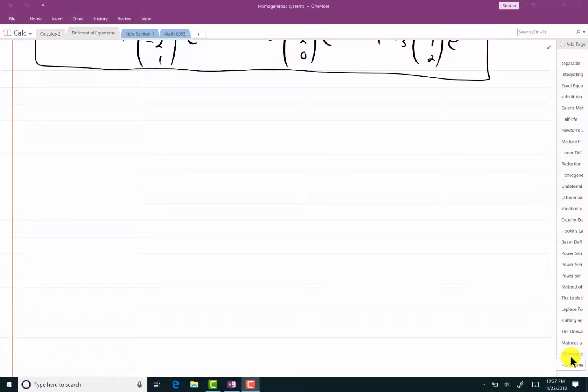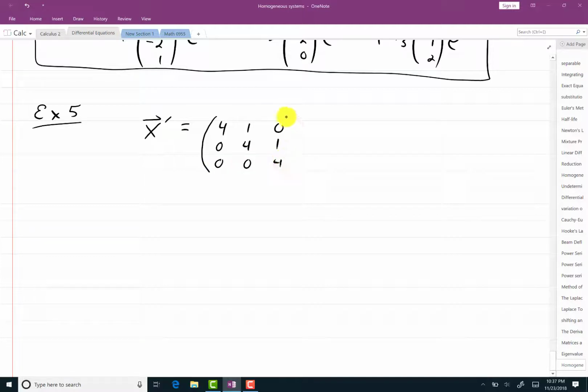I wanted to do a few more examples on some of the things that can happen when you encounter these systems of equations. I'm still working the homogeneous system. We'll get to the non-homogeneous system in the next video, but for now let's continue solving homogeneous systems. So we'll work one like this. As usual, go and get the eigenvalues.